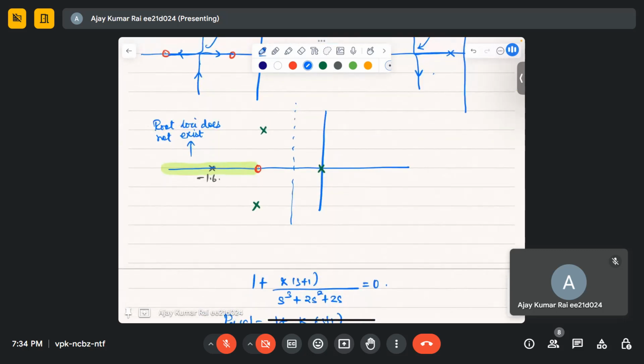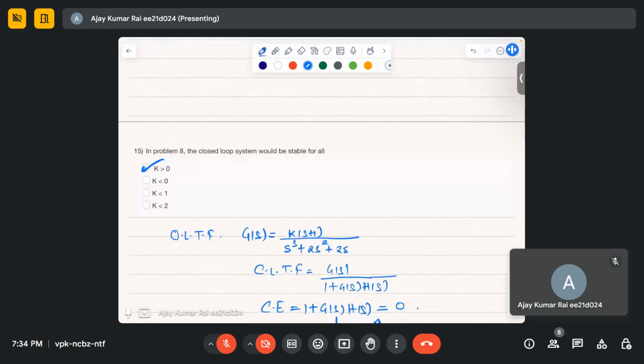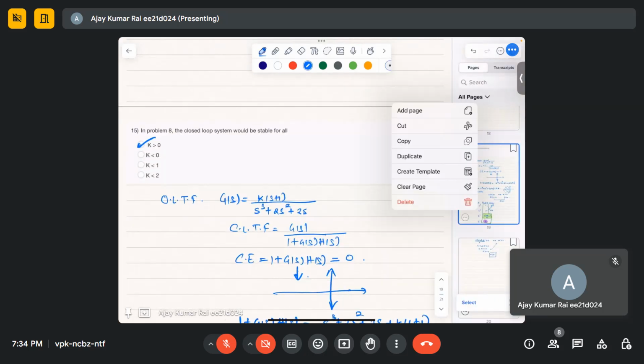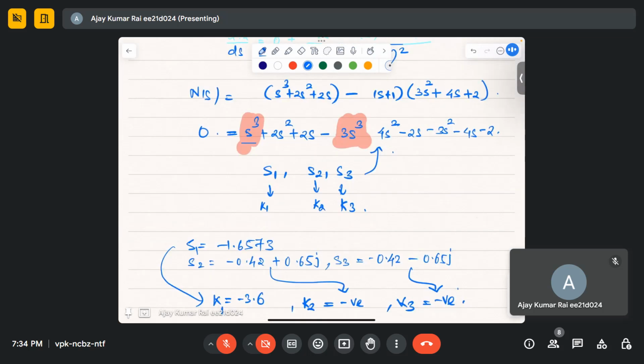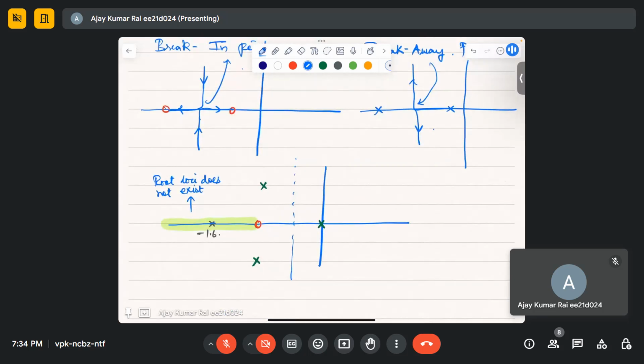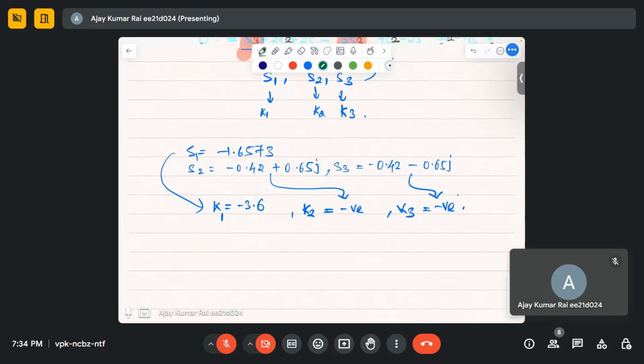Since we have not drawn the entire root locus, shall we find out the angle of departure? First you tell me, just focus on these two complex poles. What can you say, will they have angle of departure or angle of arrival? What should I calculate? Angle of departure, sir. Yes, because for poles we calculate angle of departure. So let's calculate that.